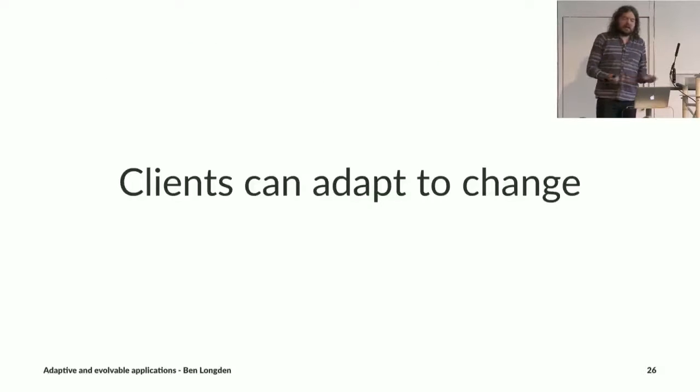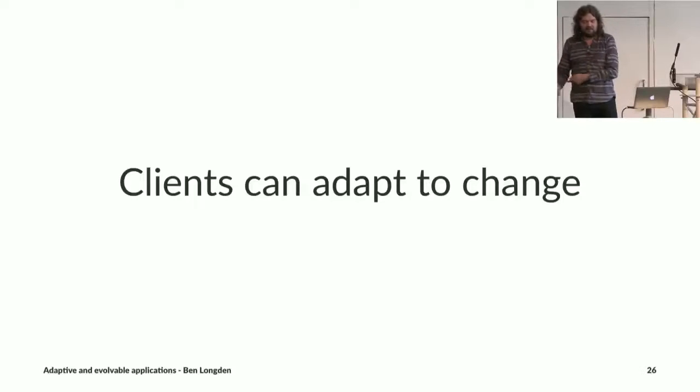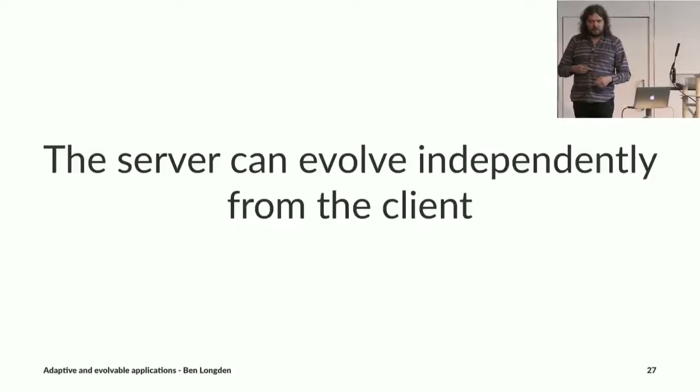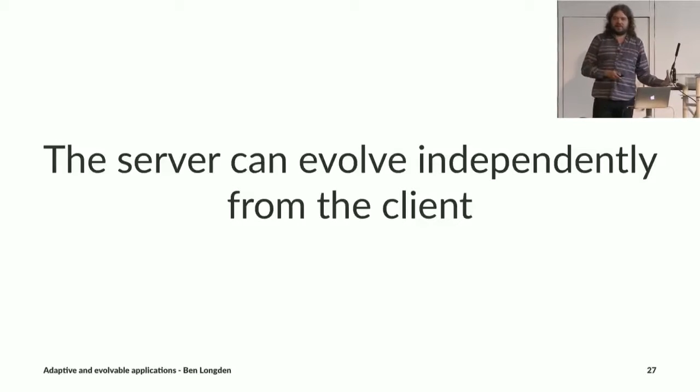The clients can adapt to change. What comes next is determined by links and relations, not hard-coded logic in the client application. What that means is that the server can evolve independently from the client. So the server can start to move forward without the client ever actually having to change.